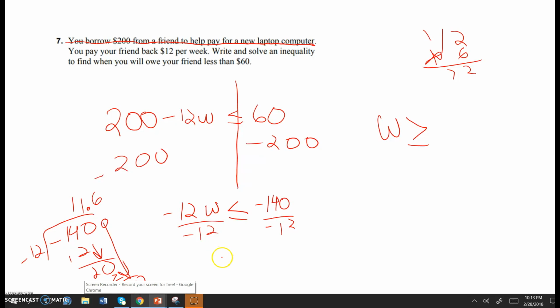So your weeks have to be greater than or equal to 11.6 repeating weeks to be paid off or to have less than $60.